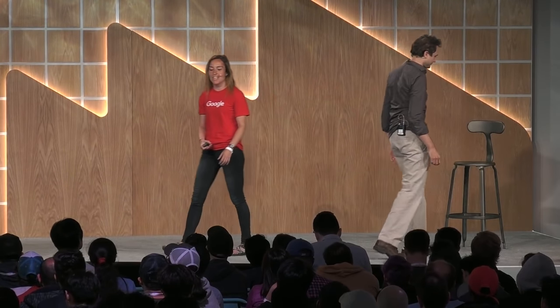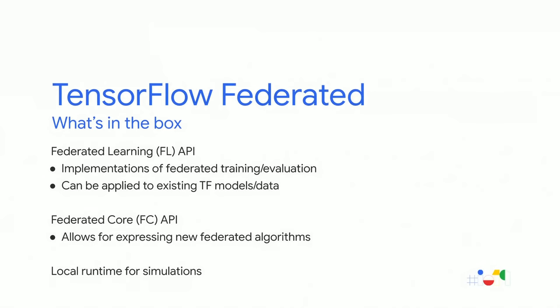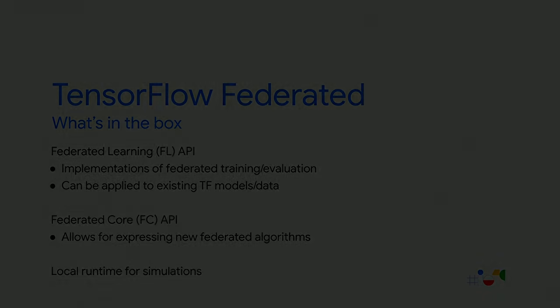Awesome. We're excited to share our community project that allows all to develop the building blocks of federated computations. And this is TensorFlow Federated. TFF offers two APIs, the Federated Learning, or FL API, and the Federated Core, or FC API. The FL API comes with implementations of federated training and evaluation that can be applied to your existing Keras models, so you can experiment with federated learning in simulation. The FC API allows you to build your own federated computations. And TFF also comes with a local runtime for simulations.